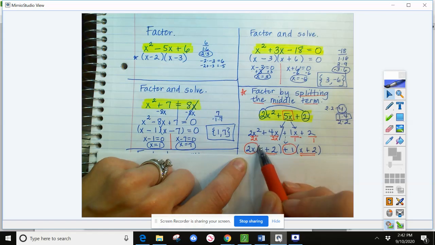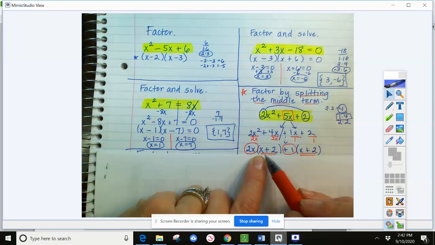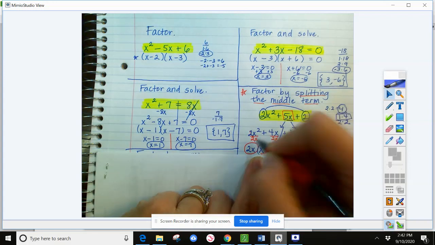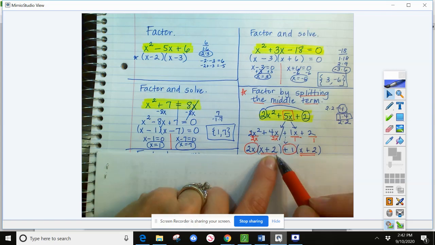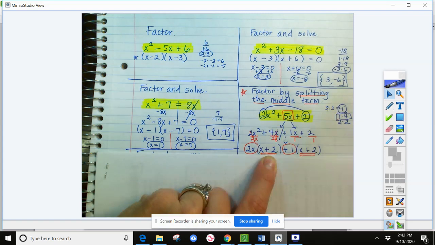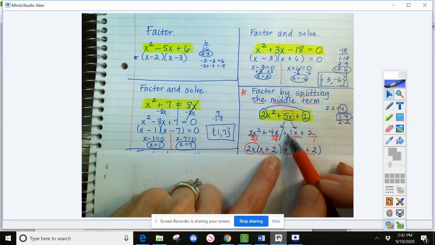Your greatest common factor goes outside your parentheses. And you've got to figure out what's left over from that. What happens if you divide that greatest common factor by your terms? So 2 divided by 2 is gone. That's a 1. X squared divided by x is just x. Same thing here. Plus 4 divided by 2 is 2. And x divided by x, well, that's gone. So you've got 2x outside of x plus 2. All right, whatever this sign is, bring it down. It's a plus.